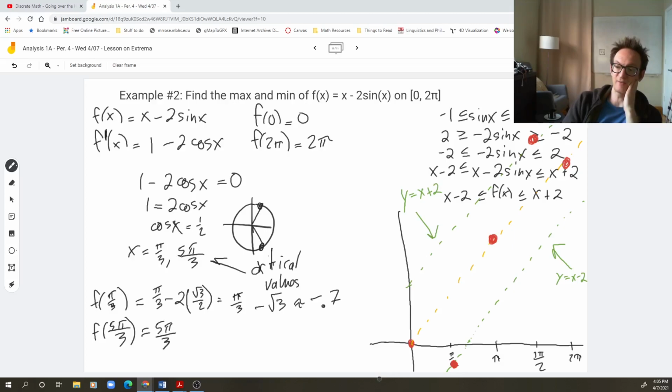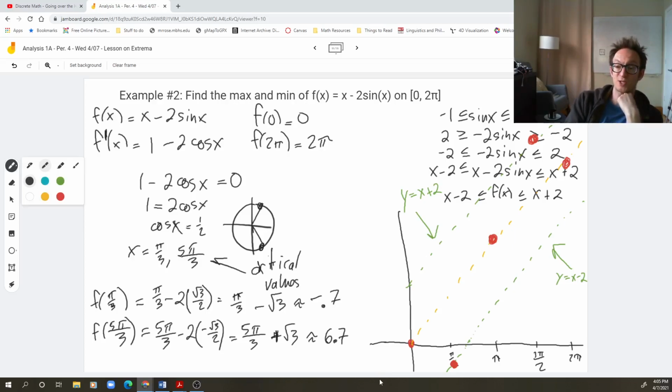Well, I'm going to get 5 pi over 3 minus 2 times the sine of 5 pi over 3, which is negative root 3 over 2. And so the negatives cancel, the 2's cancel, and we get 5 pi over 3 plus root 3, which is approximately 5 plus root 3, so about 6.7. All right, I'm ready to now answer the question.